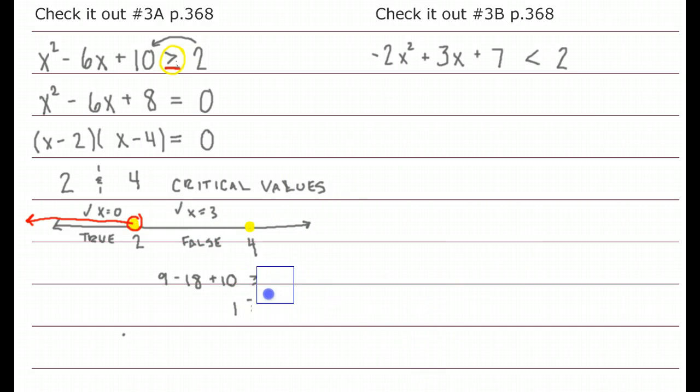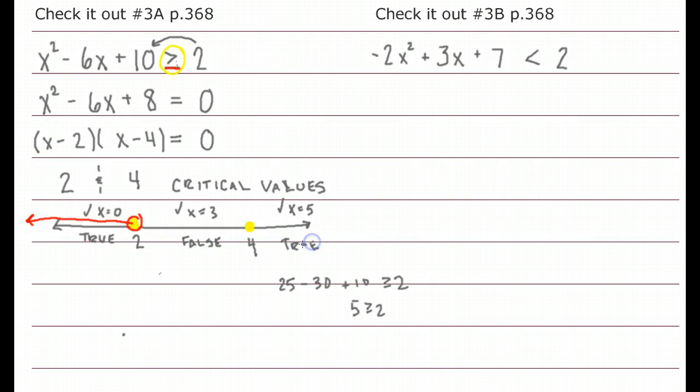Alright, let's check a number greater than 4. So probably the most obvious choice then would be 5. Try to keep it as small as you can. So let's check x equals 5. If we square 5, we get 25, minus 6 times 5, which is 30, plus 10. And is that greater than or equal to 2? Well, this is 25 minus 30 is negative 5, plus 10 is 5. So is 5 greater than or equal to 2? That's true.